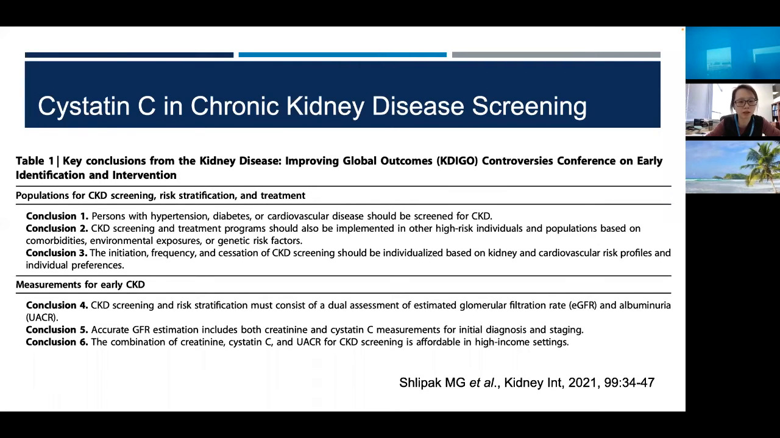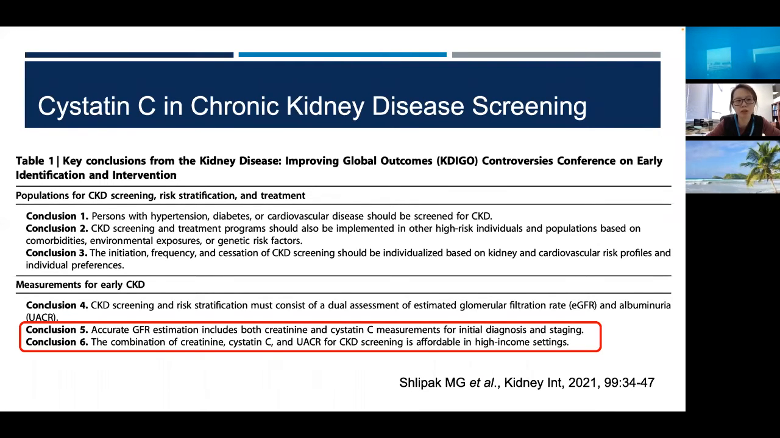So this table shows a summary of the recommendations, and you can see points 5 and 6 say that an accurate GFR estimate includes both the creatinine and cystatin C measurement for initial diagnosis and staging. And they recommend a combination of serum creatinine, cystatin C, and the urinary albumin creatinine ratio to screen for CKD at the initial setting.